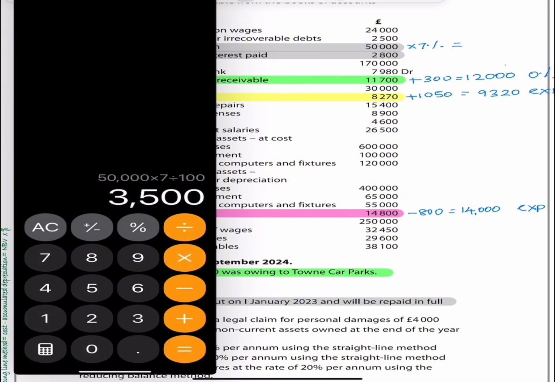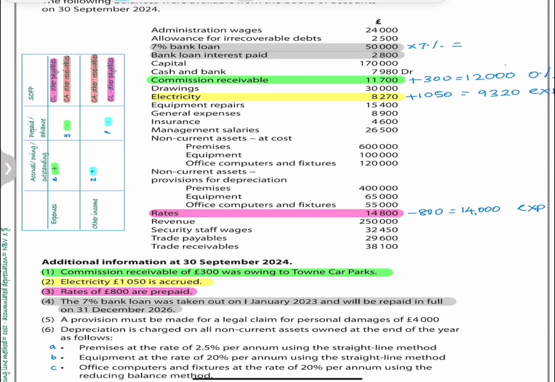Should give 3,500. Now let's complete the next adjustment. A provision made for legal claim for personal damages, 4,000. Check if you have any opening balance. Skim through the information. There isn't any opening balance. Therefore, you just write this in the income statement under the category of expenses.